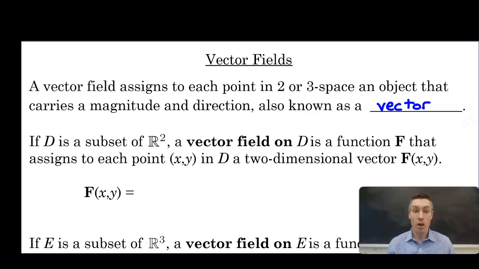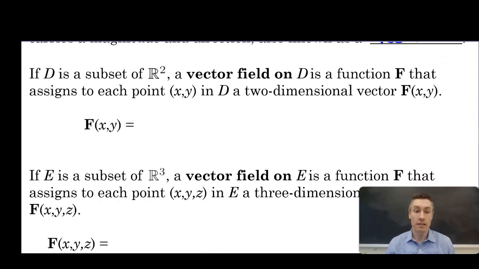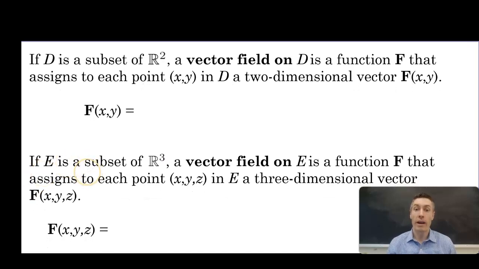2-dimensional or 3-dimensional. More formally, if D is a subset of R2 or 2 space, a vector field on D is a function F that assigns to each point (x, y) in D a 2-dimensional vector F of (x, y). So this is formally stating what we just mentioned earlier about the inputs and the outputs. Notationally, we have a bold capital F to indicate we're working with a vector field. Written out, you may want to write it as an F with a vector symbol above. And that's going to be P of (x, y) as the i component and Q of (x, y) as the j component.